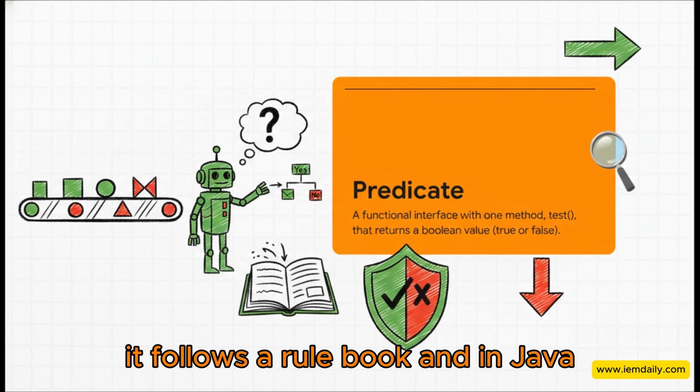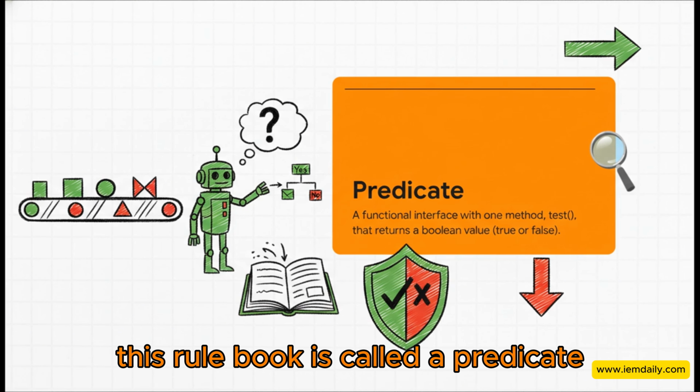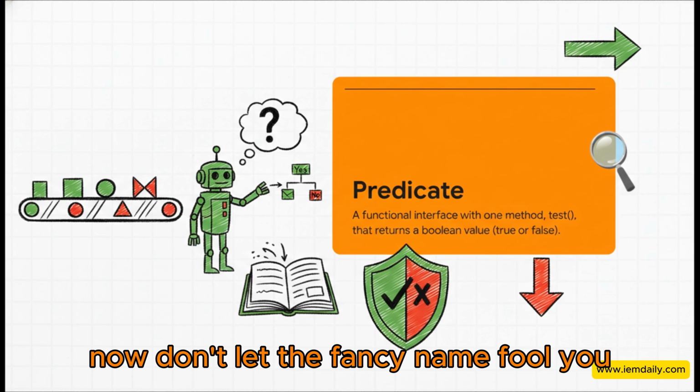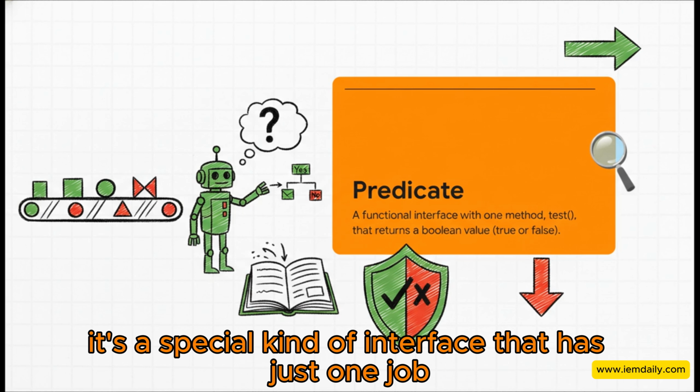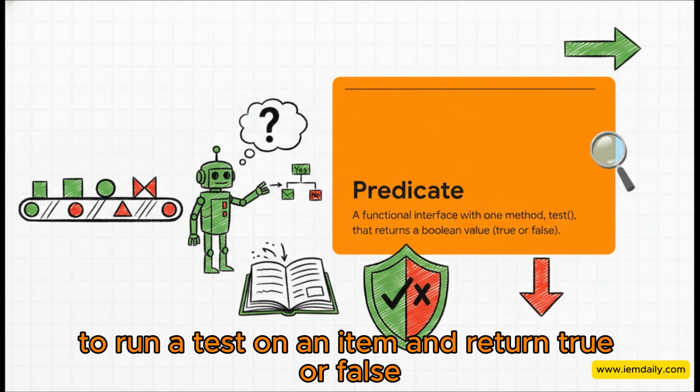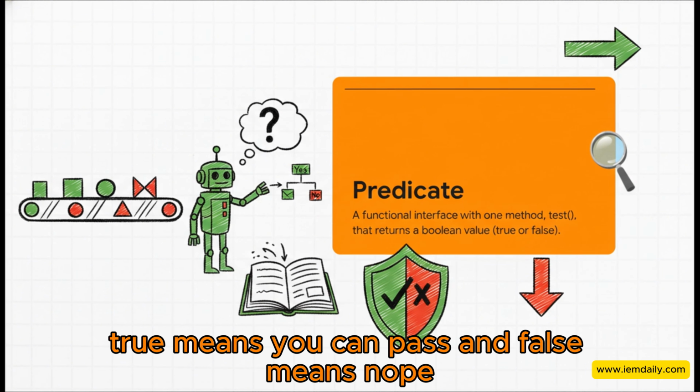So how does our gatekeeper know what to do? It follows a rulebook, and in Java, this rulebook is called a predicate. Now, don't let the fancy name fool you. A predicate is a super simple thing. It's a special kind of interface that has just one job: to run a test on an item and return true or false. True means you can pass, and false means, nope, you're out.